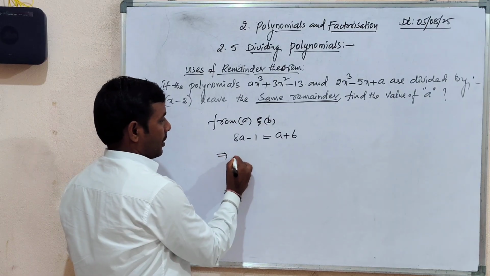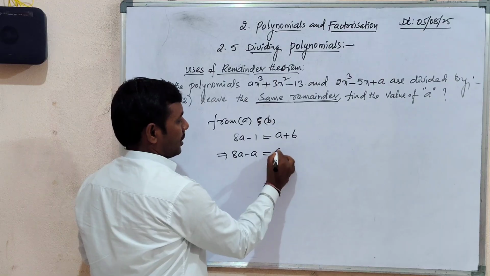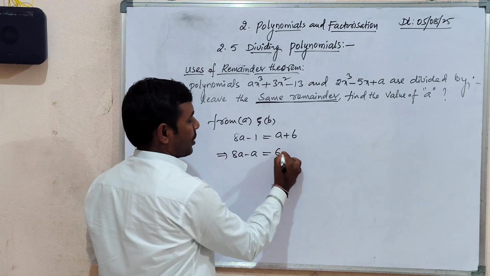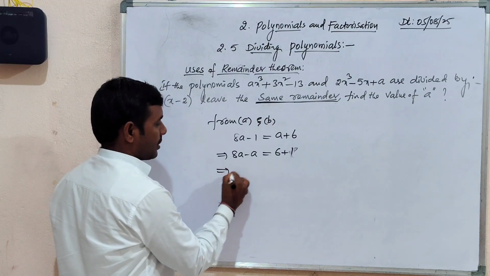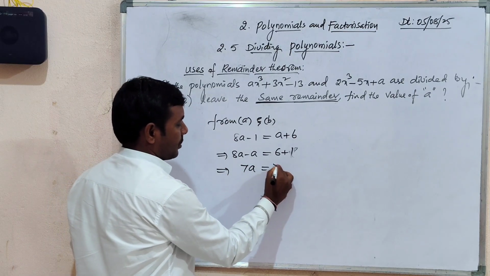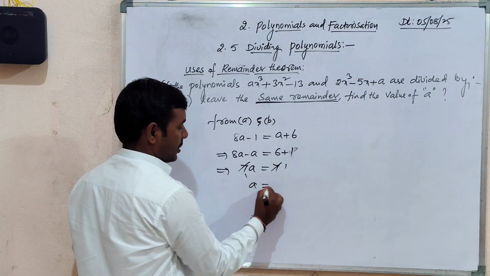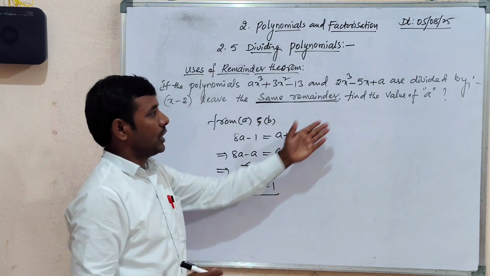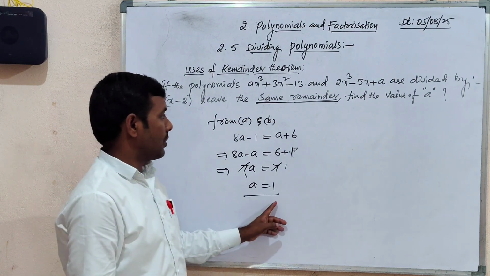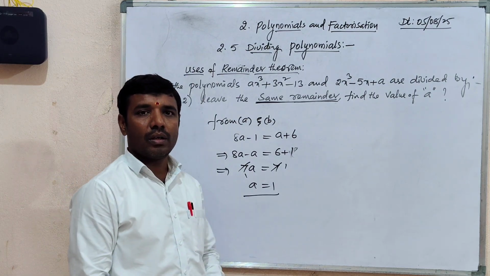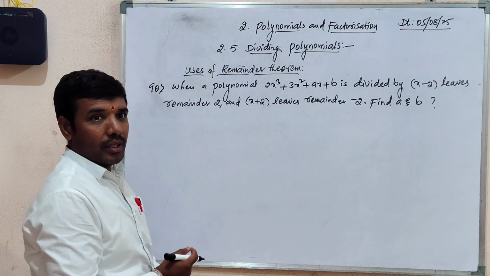So 8a minus a, this 8 you transport this side, 6 minus 1 you transport that side, minus 1. So what is next? 7a is equal to 7. 7 1s are 7. A is equal to how much? 1. Now what is expected to find the value of a now? Therefore the value of a is equal to 1. Okay now? Right. Okay students, the last problem, that is 9th.